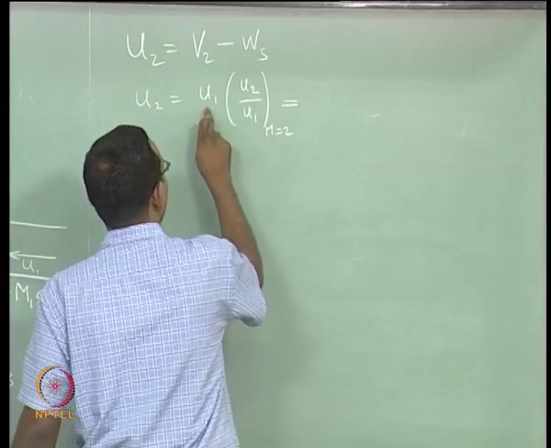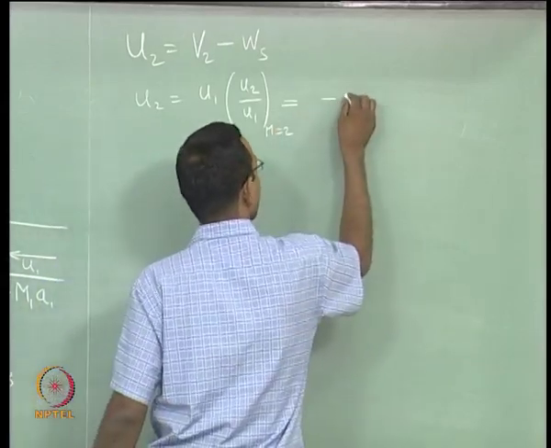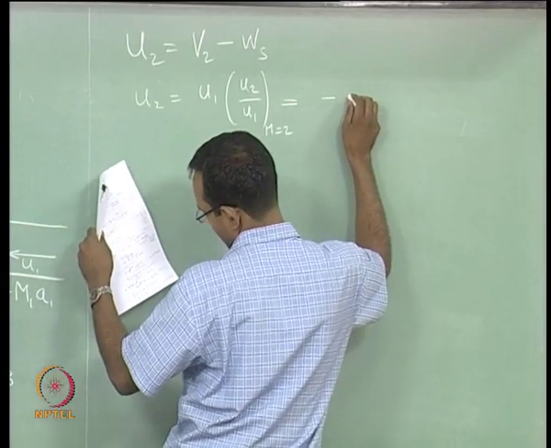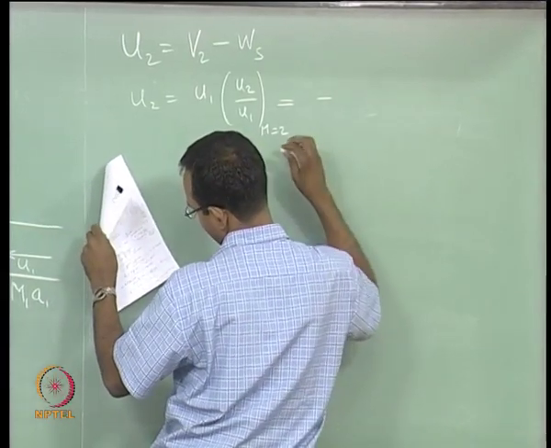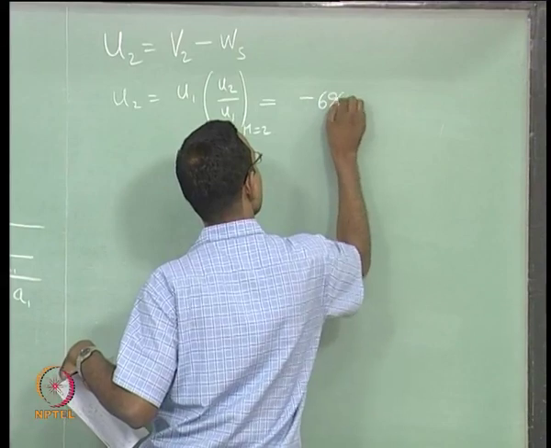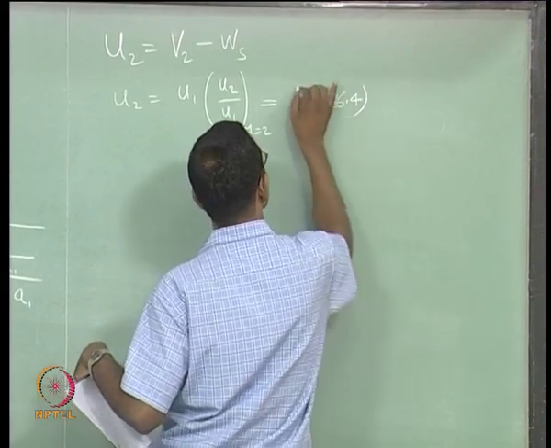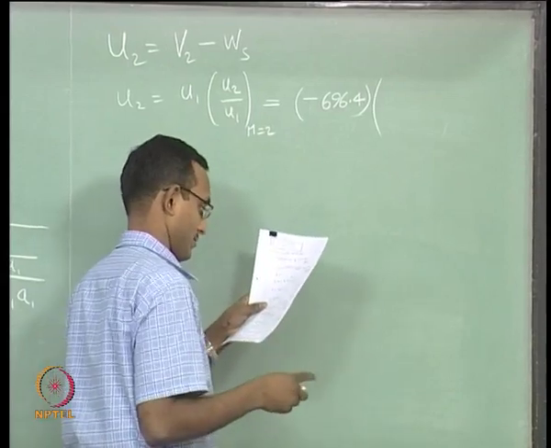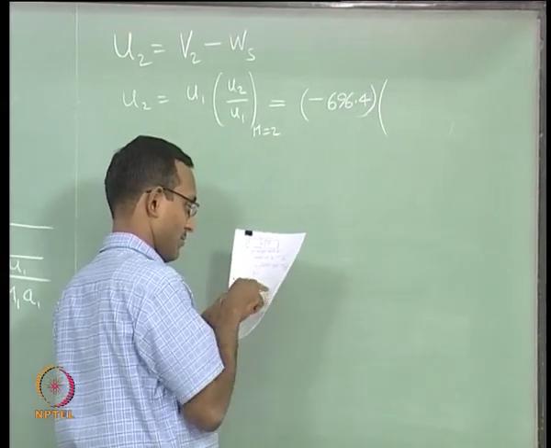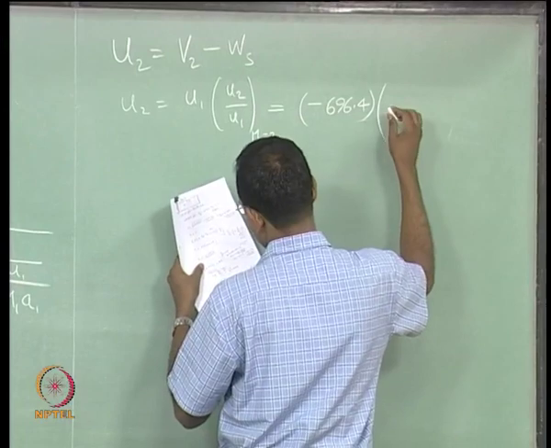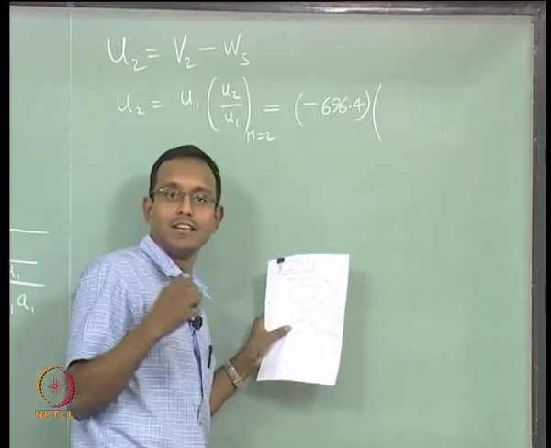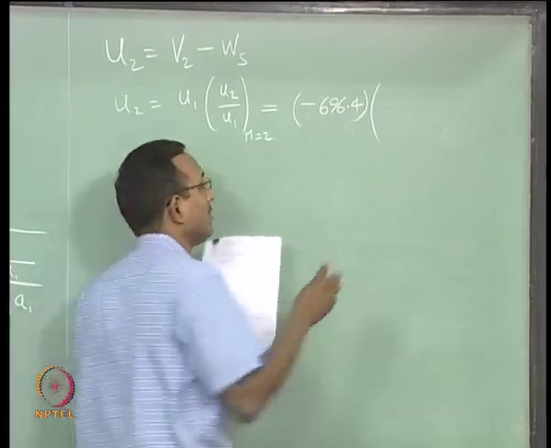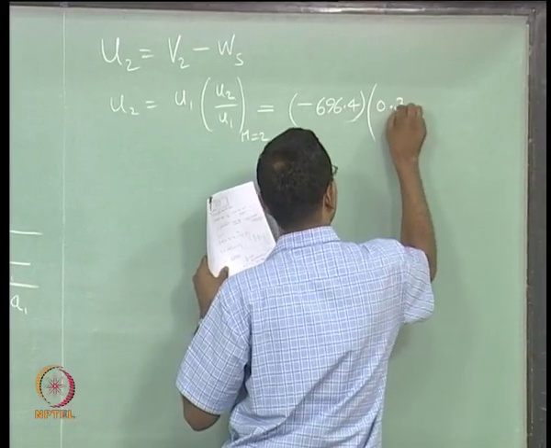So I know this U1 value, it happens to be minus 696.4, this multiplied by U2 by U1 I want to find out. U2 by U1 we already found out from the previous problem, it is the same value, it has to be T2 by T1 divided by P2 by P1, that we found out to be 0.375.